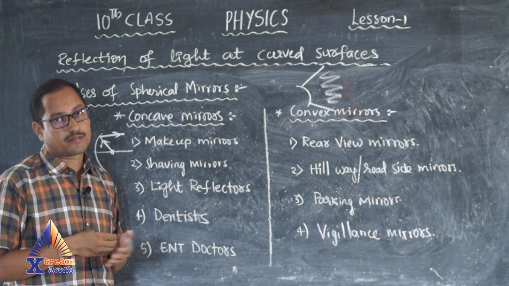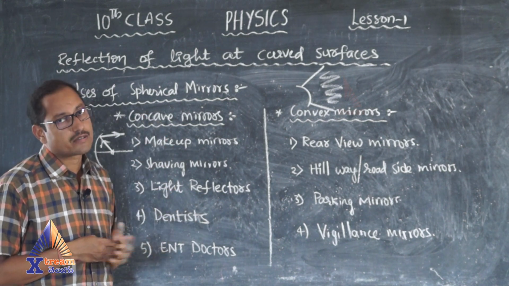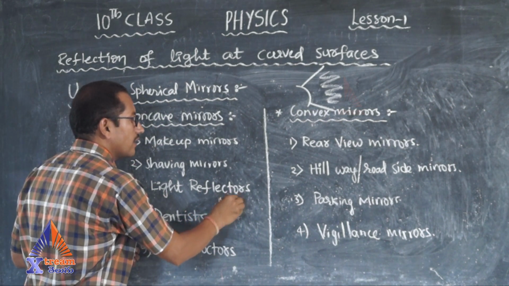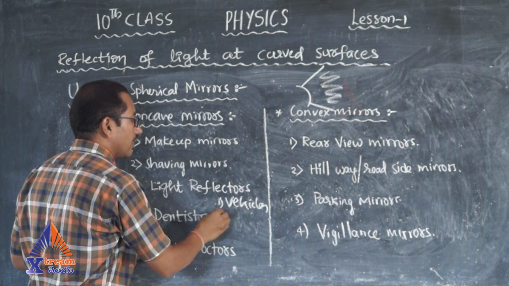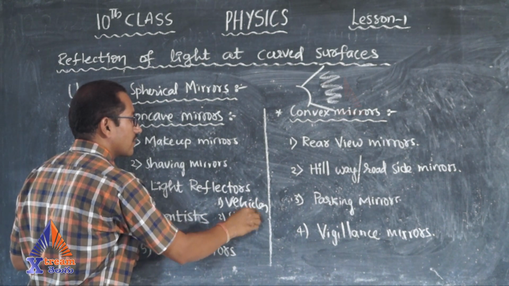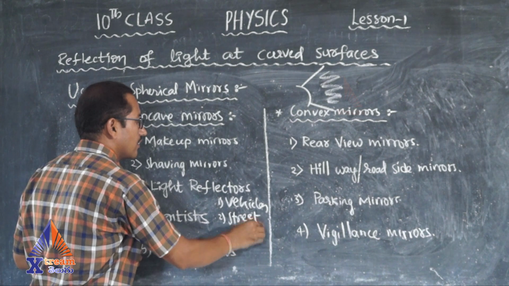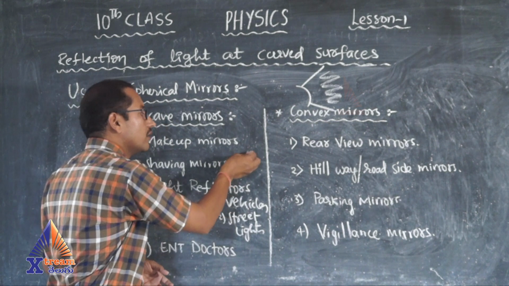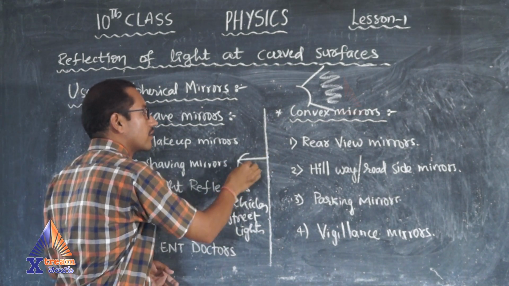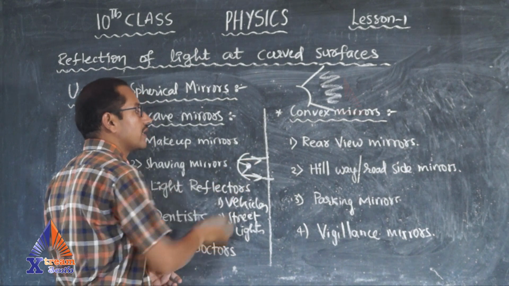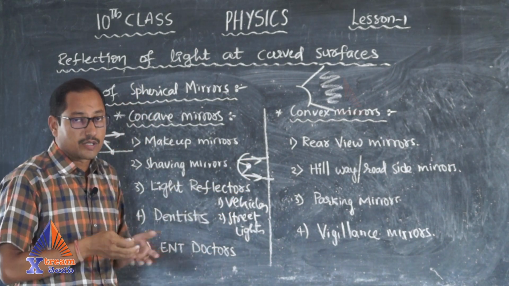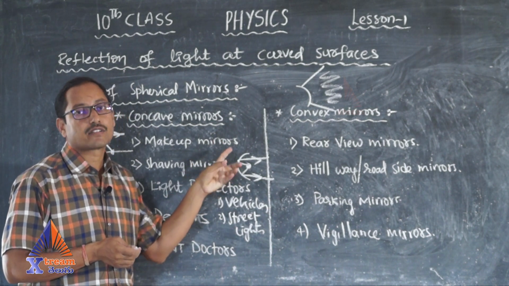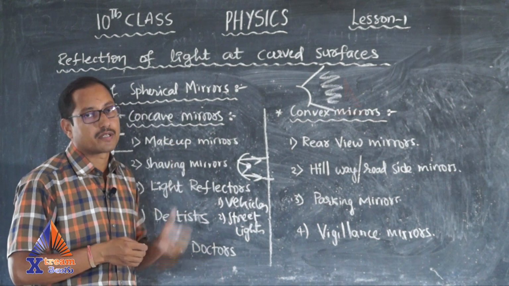The light reflectors. Concave mirrors are used as light reflectors, mainly in vehicles and street lights. In vehicles, the headlight has a spherical reflector. The headlight has a spherical reflector that you can observe in a car or bike. That spherical reflector is nothing but a concave mirror.